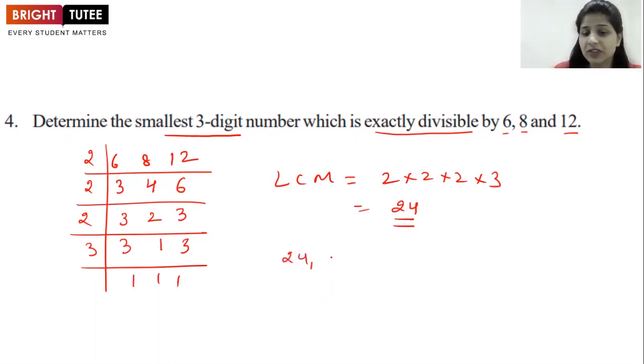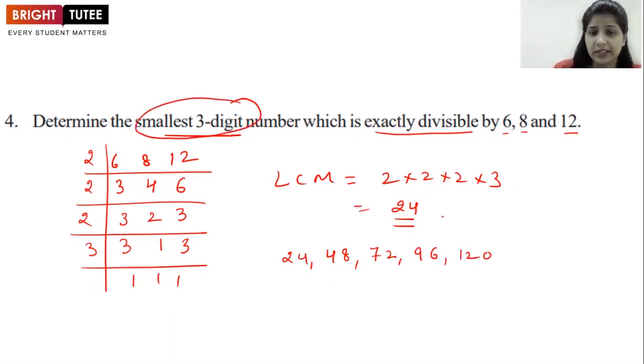Now after 24, which will be the common? 48. Then after 48, 72. Then after 72, 96 and then 120. So we are going to search for the smallest 3 digit number. This is a 2 digit number, but we want the smallest 3 digit number that is exactly divisible by all three of them. So when they say exactly divisible by all three of them, students, that means it is going to be some common multiple of these three. So I have calculated the least common multiple, that is the LCM of 3. So 24 is the first common multiple, a 2 digit number that will be divisible by all three of the numbers, that is 6, 8 and 12.